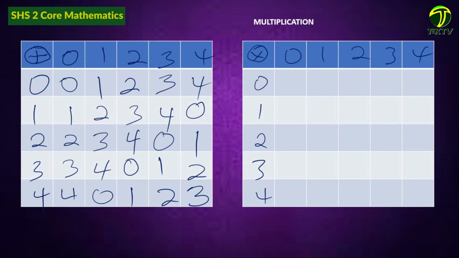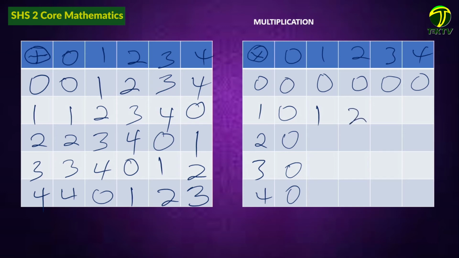Okay. 0 times 0, 0. 0 times 1, 0. 0 times 2, 0. 0 times any number is 0. On the other hand, 1 times 0 is 0. Any number times 0 will give you 0. Now, 1 times 1, 1. 1 times 2, 2. 1 times 3, 3. 1 times 4, 4.